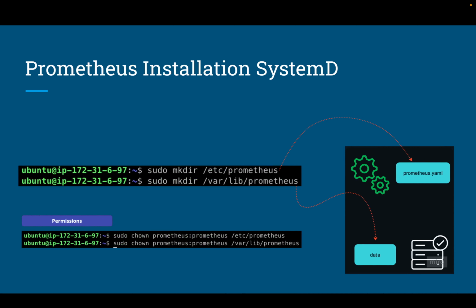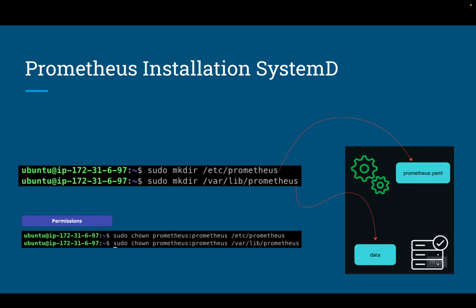We want to create 2 directories. One is /etc/prometheus. The other one is /var/lib/prometheus. The first directory is going to be used for storing the Prometheus configuration file, and the second directory will be used for storing data scraped by the Prometheus server.